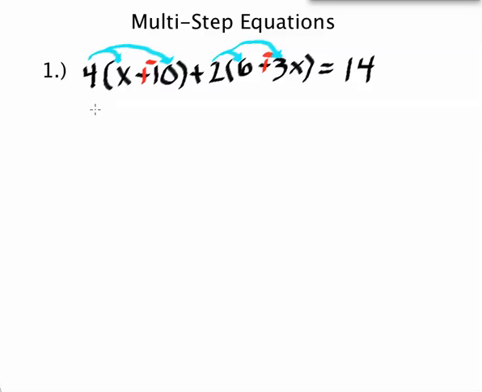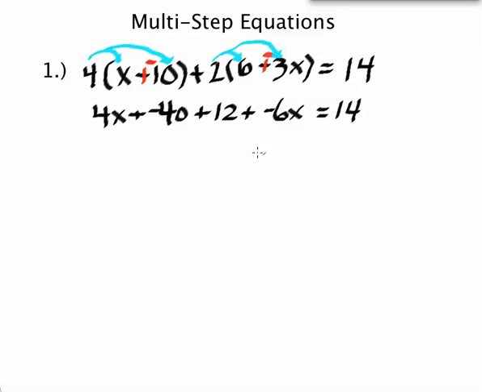4 times x equals 4x. Plus negative 10 times 4 is negative 40. Plus 2 times positive 6 is 12. And 2 times negative 3x is plus negative 6x. And that all equals 14.